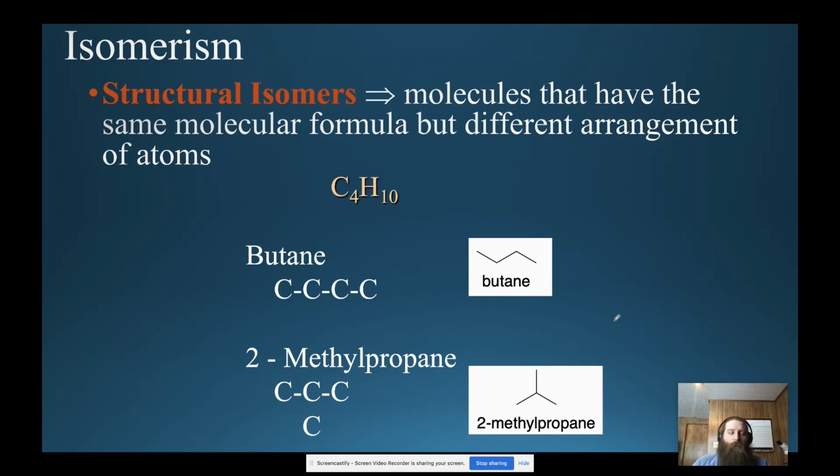So that's called isomerism. And isomers are important in organic chemistry because remember, there is a relationship between structure and function. So butane is going to act differently. It's going to have different characteristics than 2-methylpropane would have.